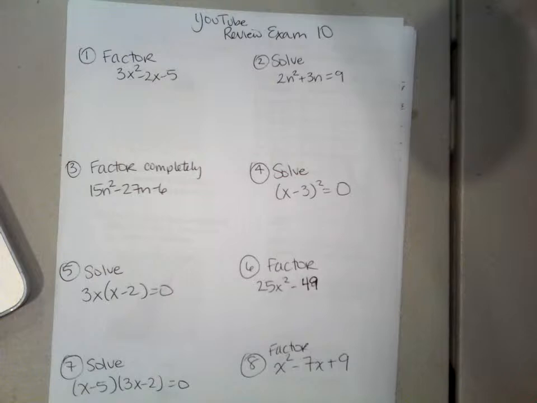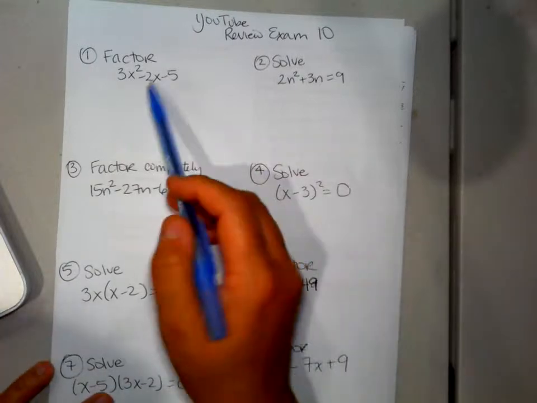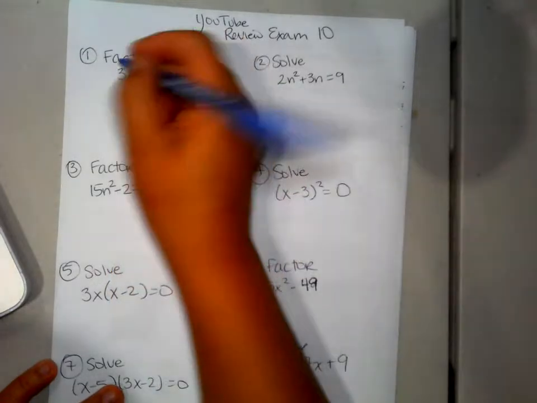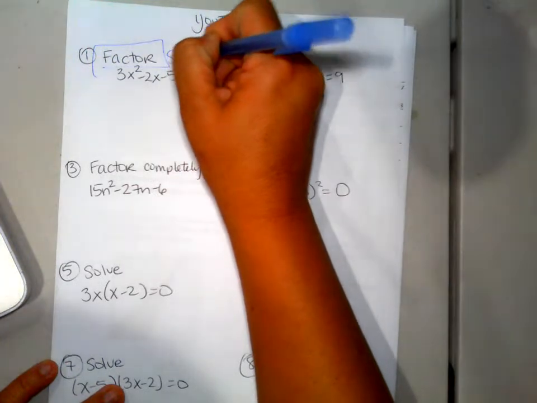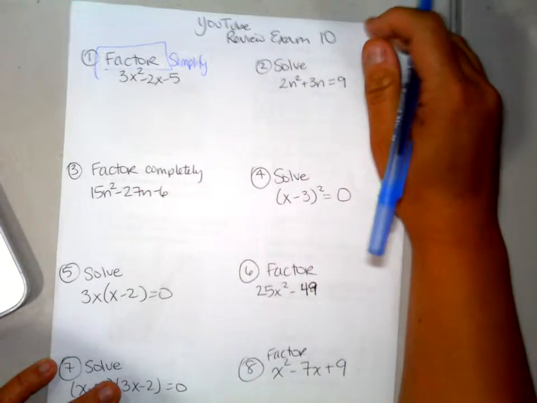Okay. So first things first, factor versus solve. When do we factor? When do we solve? The easiest thing to remember is that you're only going to solve when there is an actual equal sign in there. It's always in the directions too. Just factor. Sometimes it'll say simplify. Simplify is another word for we're not solving.